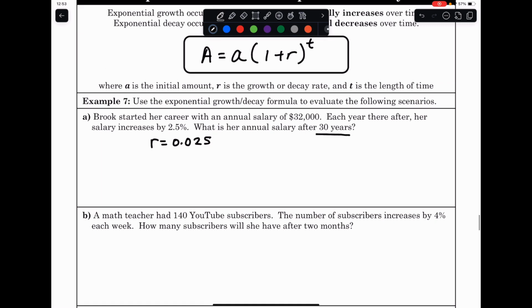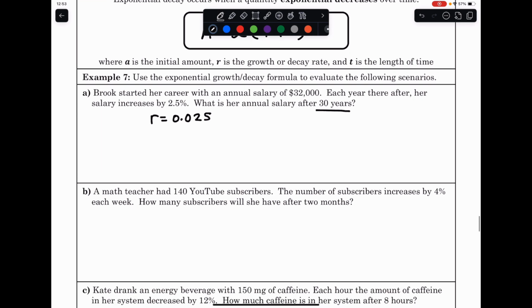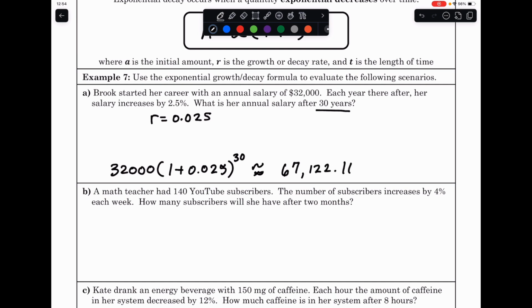So we use this formula where a is our initial value. So we start off with $32,000, increase it by 2.5%, not 25%, 2.5%, so 1.025, and do this for 30 years, so raise this to the 30th power. This is going to calculate her yearly salary after those 30 years. And then by plugging it in, we get a total of $67,122.16.